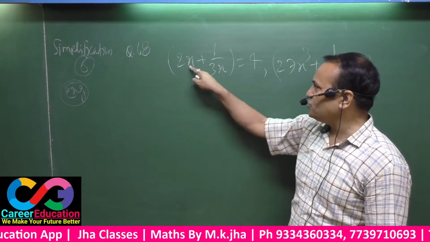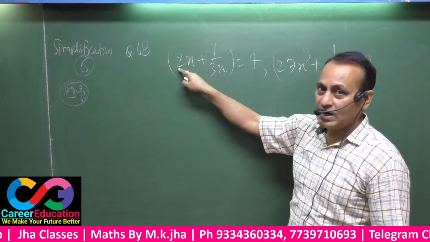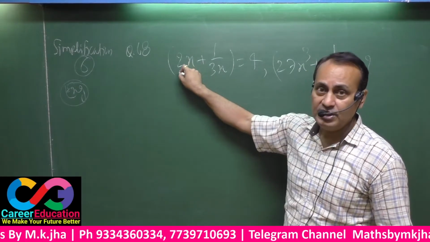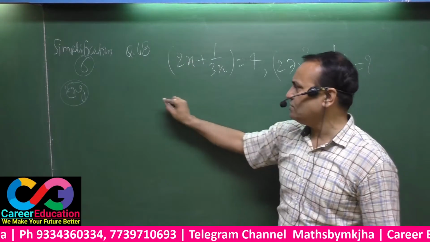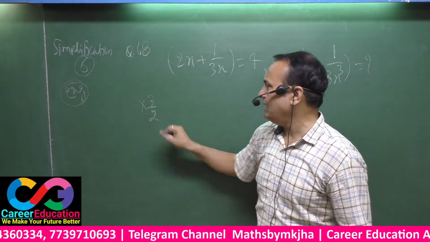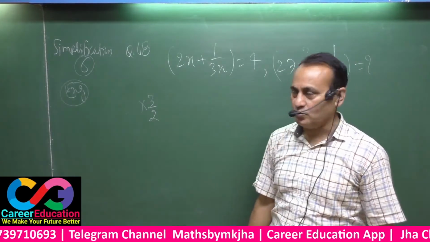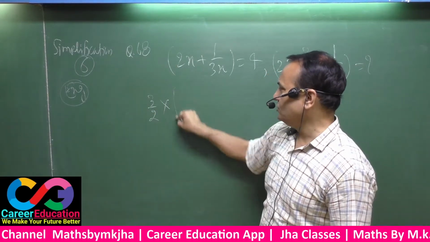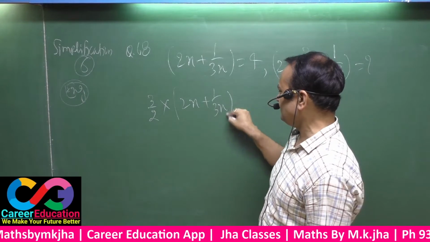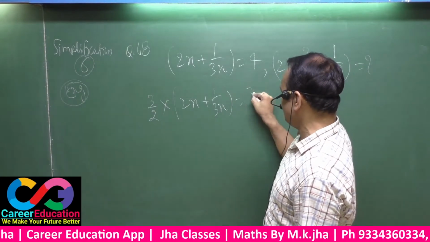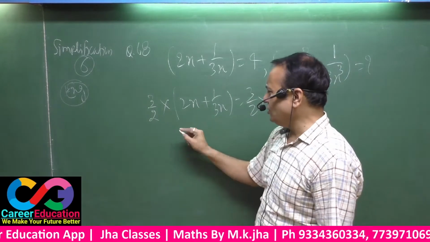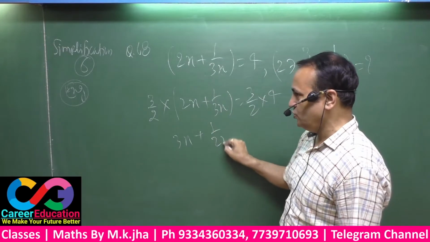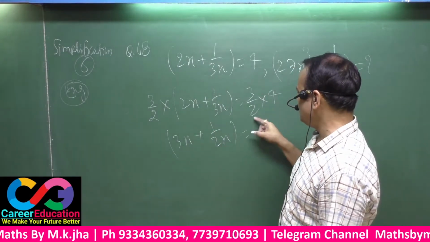That means after cubing this will be x cube, but this can't be 27 after cubing. That means here would have been 3 in place of 2. You make that. That means you will have to multiply the given equation by 3 by 2. If you multiply the given equation by 3 by 2, this will be 3x plus 1 by 2x, and this is 3 by 2 into 4, that is 6.